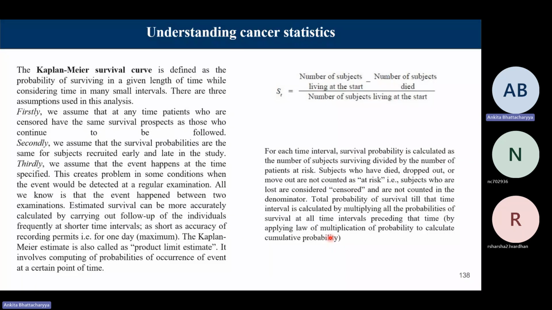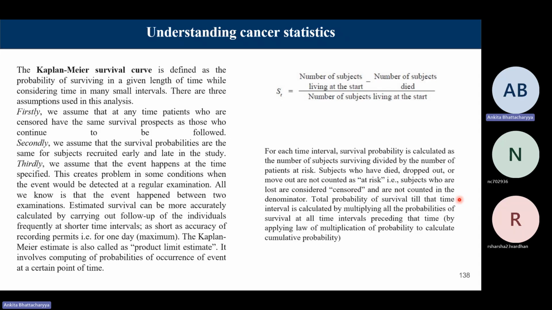Let us again go back to this slide. For each time interval, the survival probability is calculated as the number of subjects who have survived divided by the number of patients at risk. Subjects who have died, dropped out, or moved out are not counted as at risk. That is, subjects who are lost are considered censored and are not counted in the denominator.